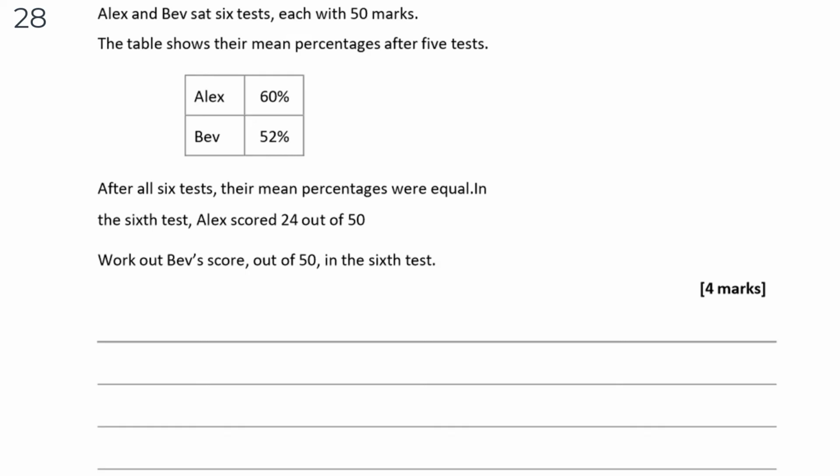Okay, so they did 6 tests, but the mean we've been given here is the mean for 5 tests. So this is the mean score that Alex got in 5 tests. On average, in those 5 tests, he scored 60%. So altogether in those 5 tests, if I take 60 and multiply it by 5, he scored 300% in all 5 tests added together. Whereas Bev scored 52 times 5, that's 260%, isn't it? Okay, so she scored 260% in those 5 tests.